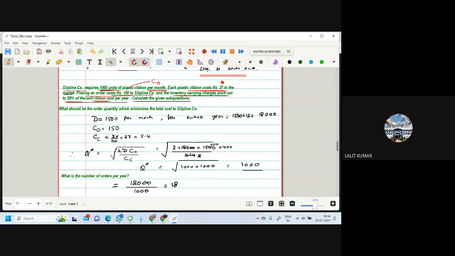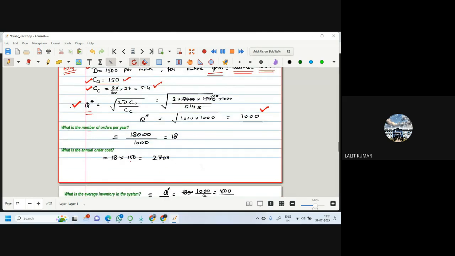So this is an EOQ model. What do we do? First we find the full demand. It is 1500 per month, so total demand for the year will become 1500 into 12, 18,000. CO is 150 per order, the ordering cost. Here we have found CC, which is 20% of 27. This is 5.4. And we straight away use the formula to find the order quantity. Q star is equal to square root of 2 D CO by CC. So here the answer comes 1000.